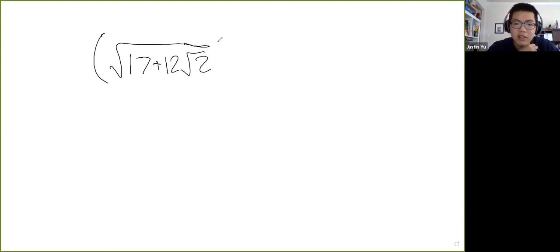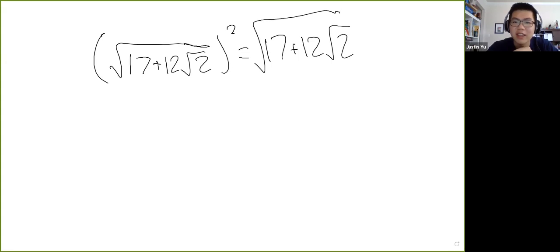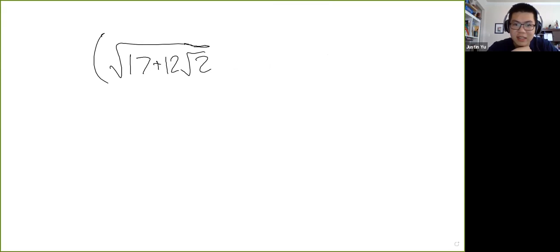Okay, let's square this. All right, now we have 17 plus 12 root 2. What does that do for us? Because now we have to take the square root of it again. So I heard somebody say denesting the radical, and yes, that is the process. How do we start this process? You try to make the inside a square. So what do we do, guess and check?